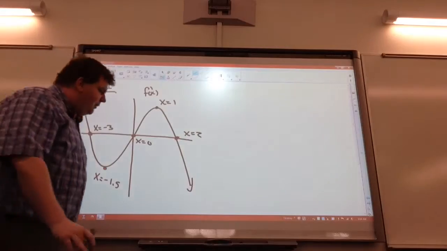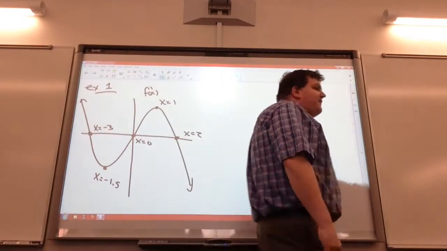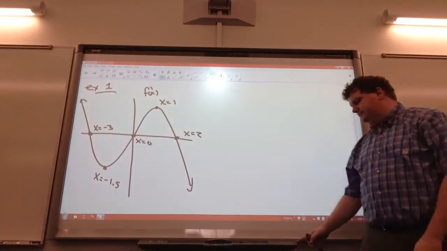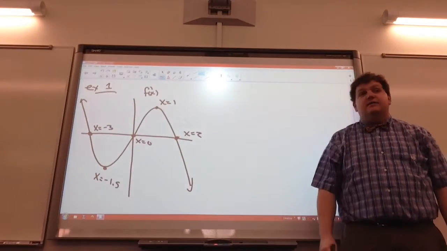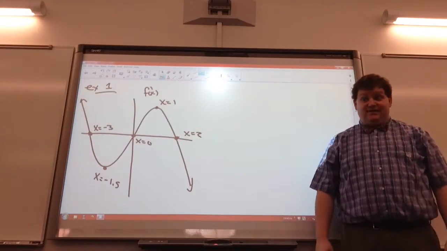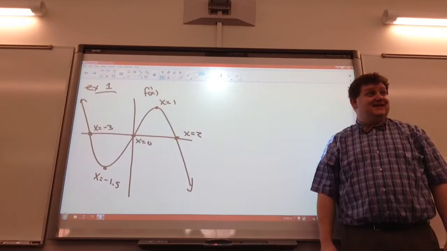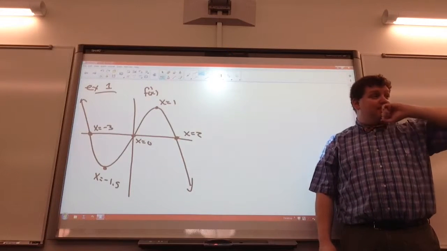For example, will f of x have critical points at 1 and negative 1.5? Is that where it will have critical points? Oh, wait, no, that's a lie. No.